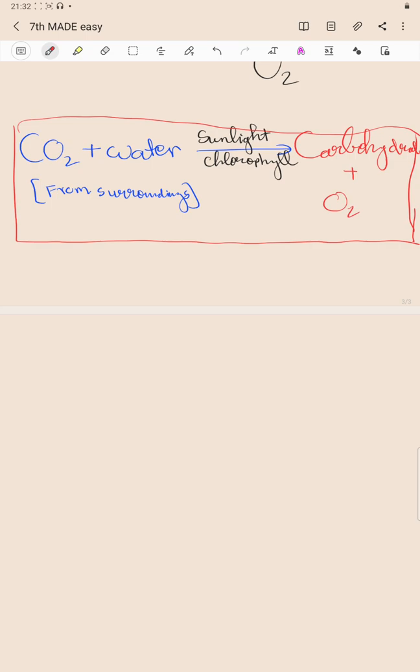Now let's see. During photosynthesis, chlorophyll containing leaves in the presence of sunlight, oxygen is released. That you can see here. Oxygen is released. Starch is also produced. Since these leaves produce carbohydrate, there are many forms of carbohydrate.